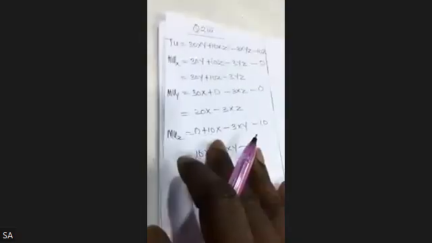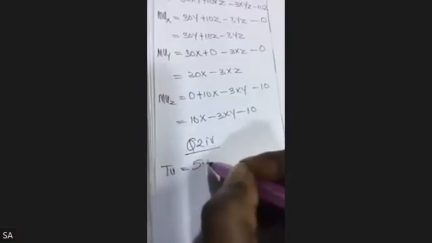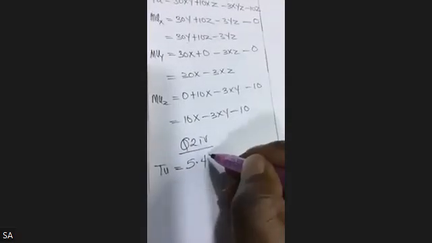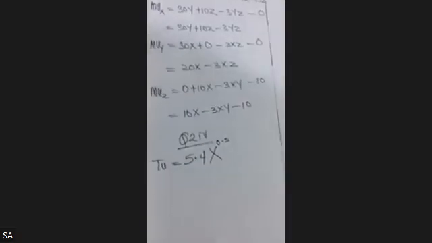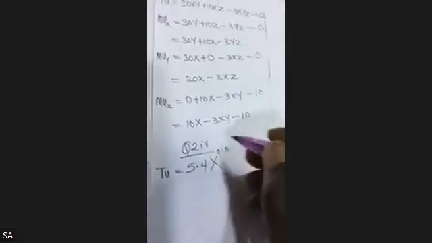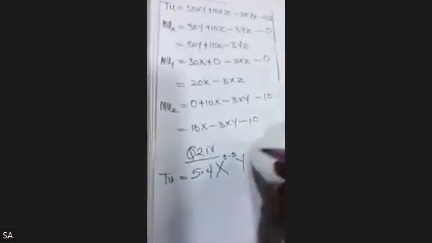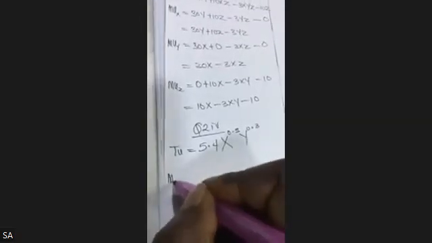Okay, the next question. This one is a little bit tricky, but it's simple. This is question 2, Roman figure 4. This one says total utility is equal to 5.4 x raised to power 0.5, y raised to power 0.3. So here I will do marginal utility of x.